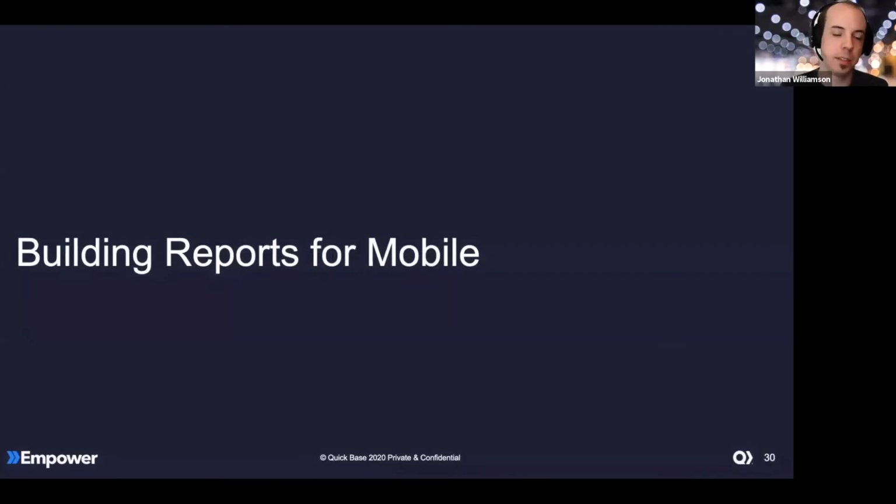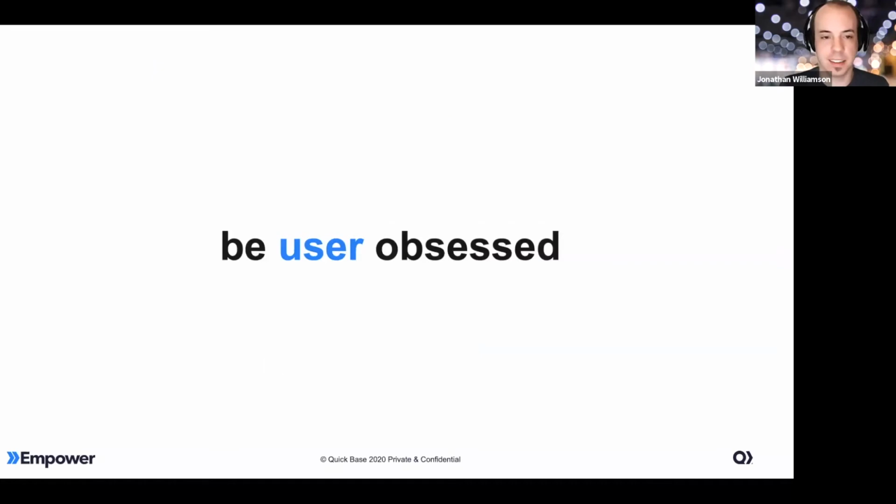Now, the third major thing you can customize for mobile is building reports. One of them, the most popular, being the table report. So you guessed it, the same tip applies here. Be user obsessed. Think about what data mobile users might want to see in the table report and how to bring it front and center so that they can see it right away.